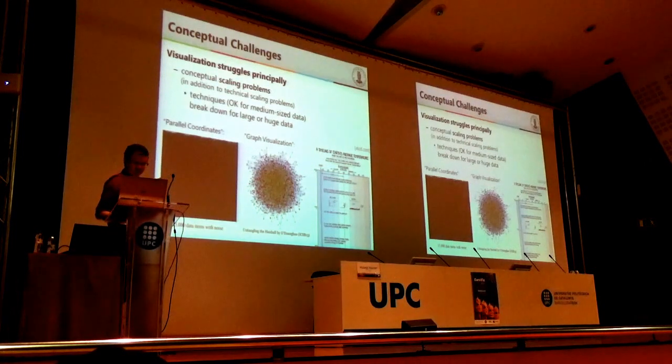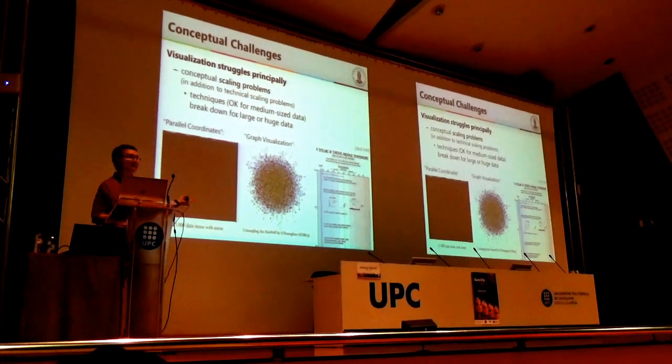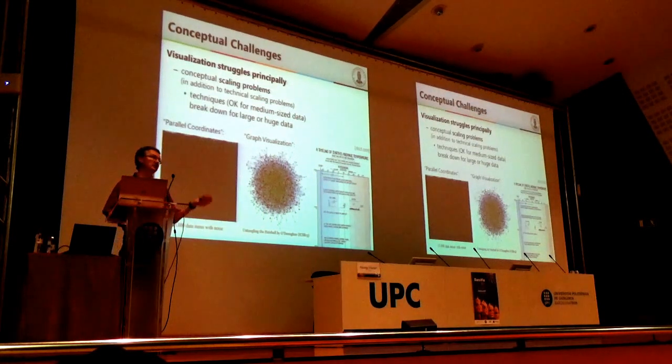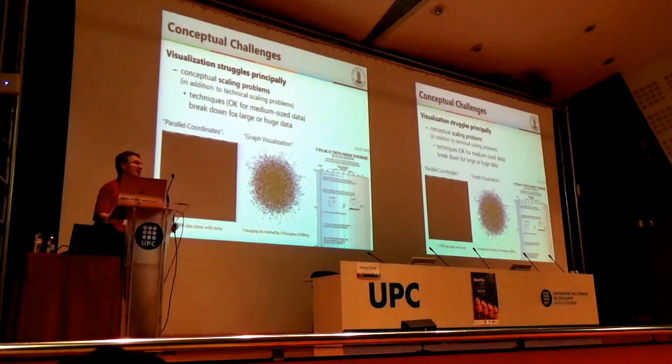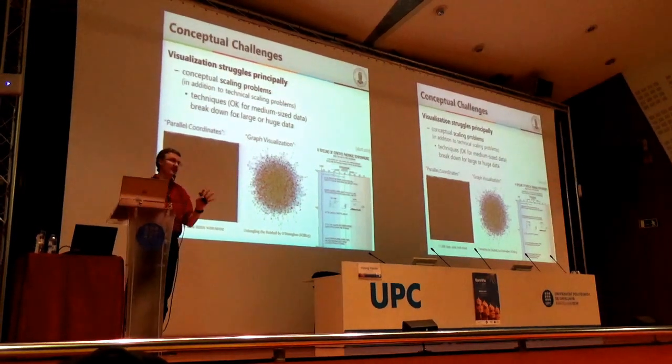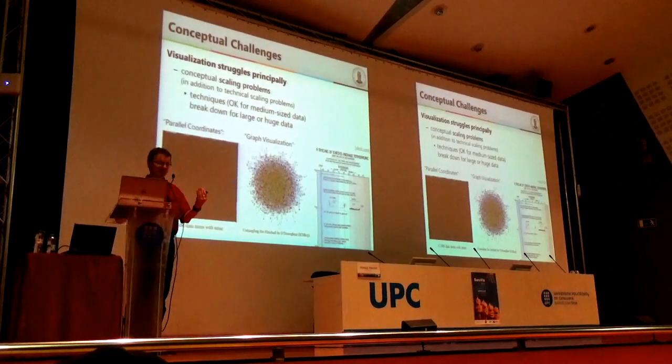I mean, this is a very nice parallel coordinates plot of 15,000 data items, and 15,000 I don't call many. You see something? Of course not, because here we have this overplotting, and it's a conceptual problem. Some of you may say, oh, but we have some solutions. Yes, I'm coming to them in a moment, but the question is how far can we actually get?